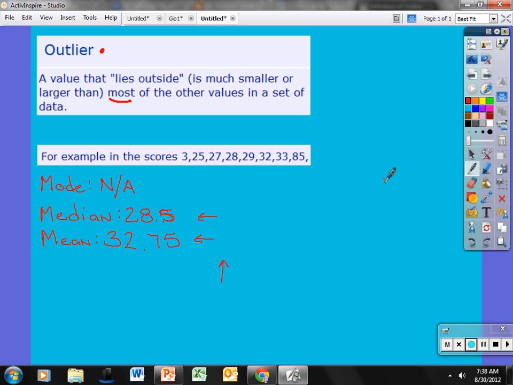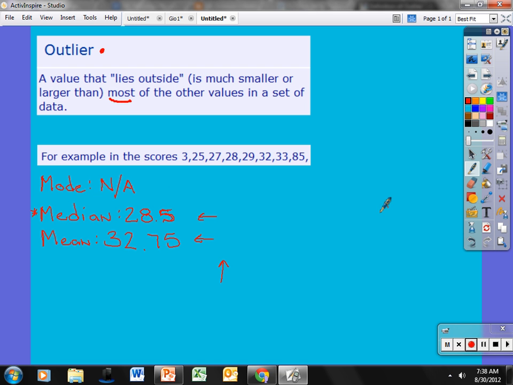If there's outliers that are extremely low from most of the data, that's going to pull the mean down. If we have outliers that are very high or much larger than most of the data in that set, it's going to make the mean extremely higher. So that's why sometimes in this situation the median is the better measure of central tendency that would represent this set of data.